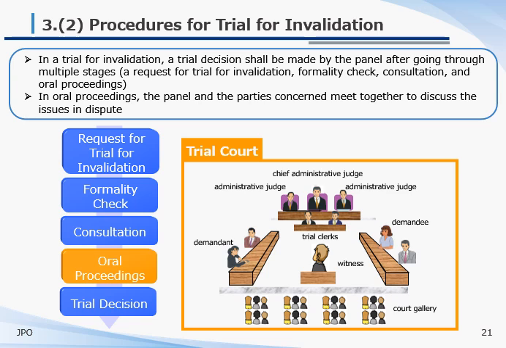This is a trial court at the JPO. A panel sits at the front of the courtroom on the bench. Demandants and demandees sit on the sides and make allegations to the panel. Since oral proceedings are open to the public, the general public can observe and listen to the oral proceedings as shown here.